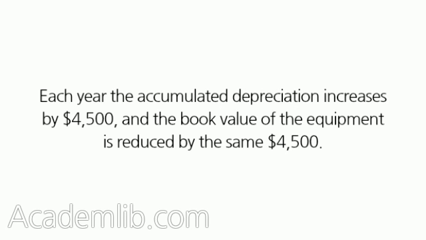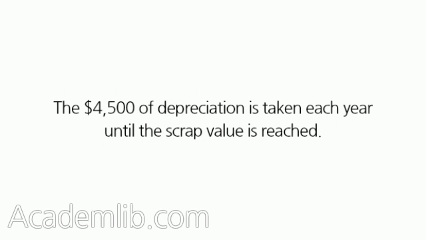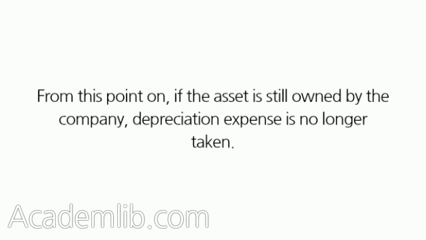$4,500. Each year the accumulated depreciation increases by $4,500, and the book value of the equipment is reduced by the same $4,500. The $4,500 of depreciation is taken each year until the scrap value is reached. From this point on, if the asset is still owned by the company, depreciation expense is no longer taken.